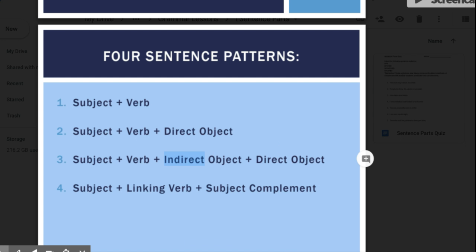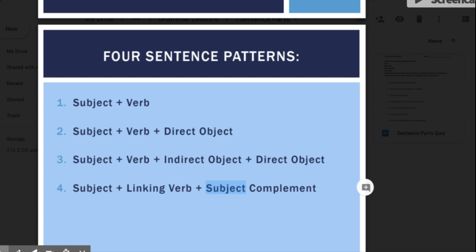Okay, and then the last one, this is where these linking verbs come in. You can have a subject plus a linking verb. Put that in your notes. Oh, that one's already there. Subject complement. There we go. Put that in your notes. Okay, so this is the fourth pattern. So we didn't talk about this yet.